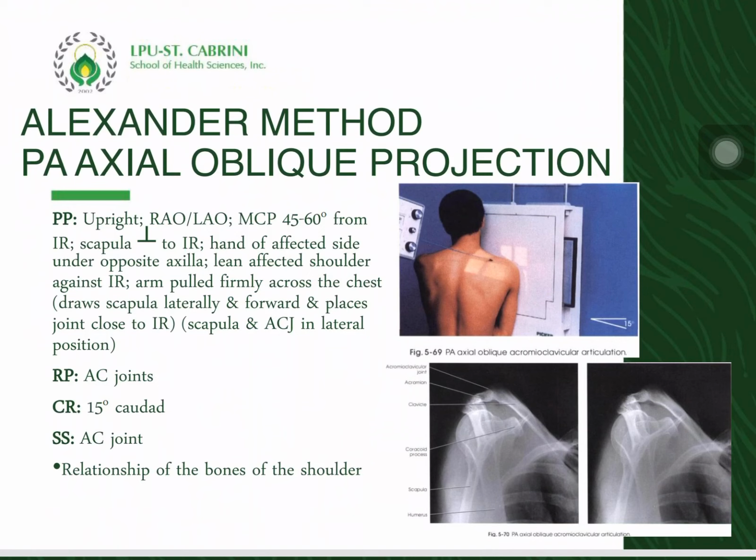The hand of the affected side is placed under the opposite axilla and the arm pulled firmly across the chest to draw the scapula laterally. The central ray is directed 15 degrees caudally to the acromioclavicular joints.